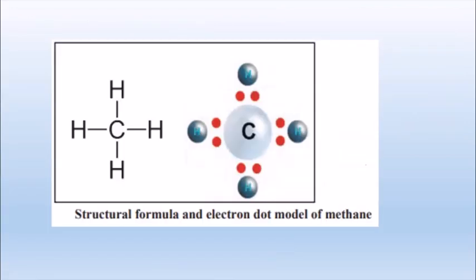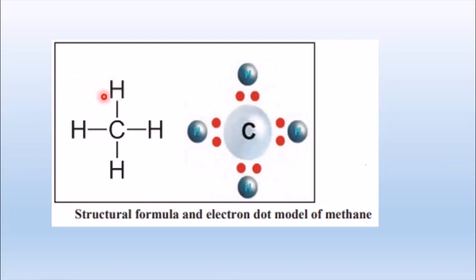Now the electronic configuration of carbon is 2,4. Why 2,4? Because there are 6 electrons in the carbon atom. Now, is 4 a complete shell? No. How many electrons does it want to get complete? It wants 4 more electrons, so that it can become 2,8. Now how will this happen? This can be done when 4 hydrogen atoms combine with the carbon atom.